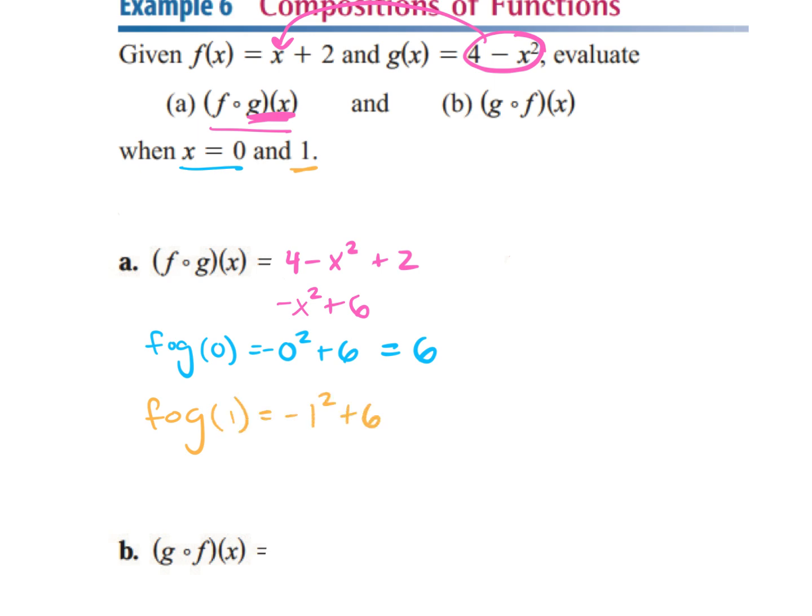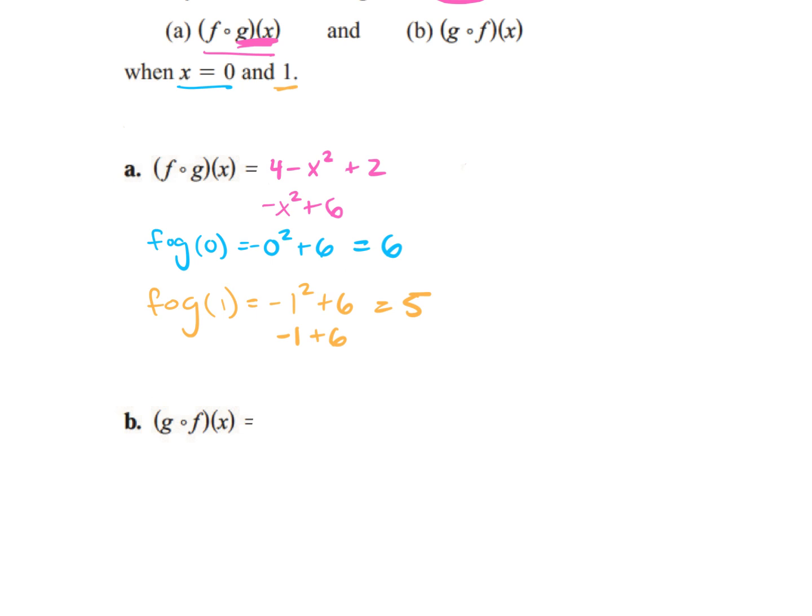Be careful here. The negative is on the outside. It's not attached to the 1. So 1 squared would be 1, but the negative is on the outside, so negative 1 plus 6 would be 5. So f of g of 1 here would be 5.